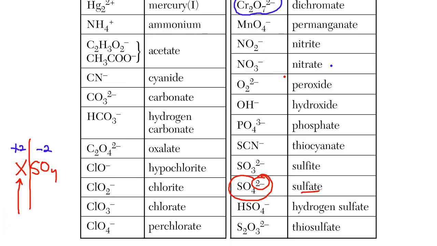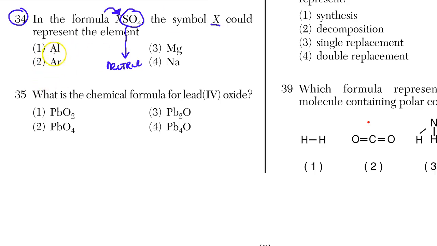So let's go back and look at our choices. Our choices are aluminum, argon. Argon, you should jump out and say, whoa, what's that? That is a noble gas. These aren't very reactive at all. They typically have 8 valence electrons, meaning argon has a filled octet already, so it's not available. None of these are available for bonding. You could get rid of argon. But what about aluminum, magnesium, and sodium?